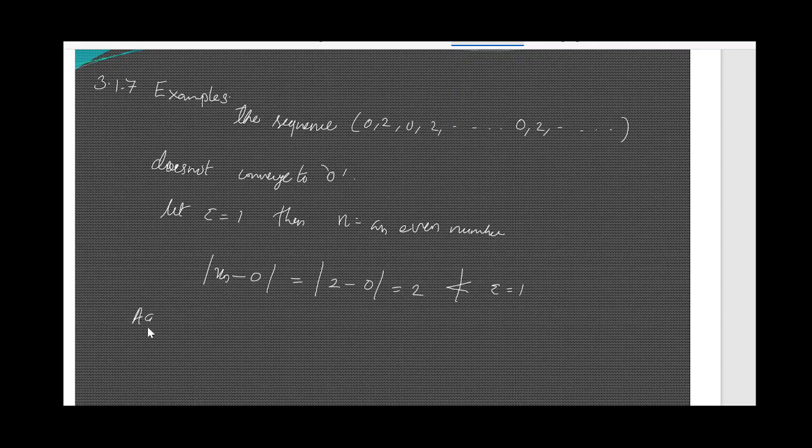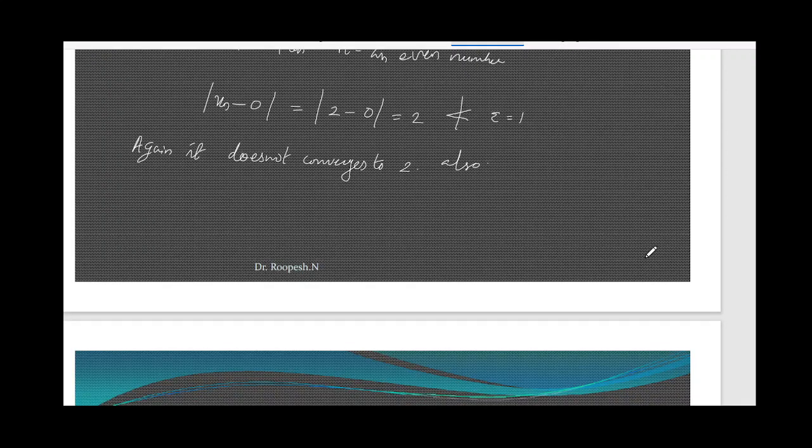Again, it does not converge to 2 also. What's the reason? Suppose again I take epsilon equal to 1 and you take n to be an odd number. Then what will happen?